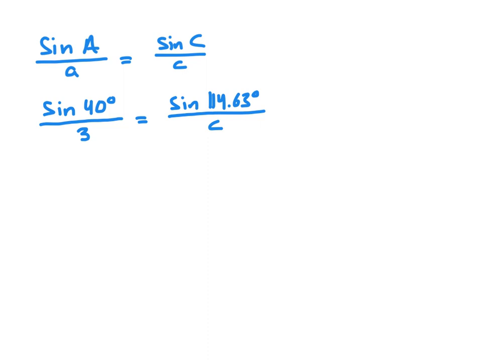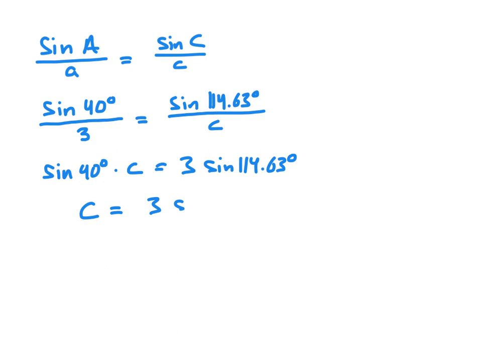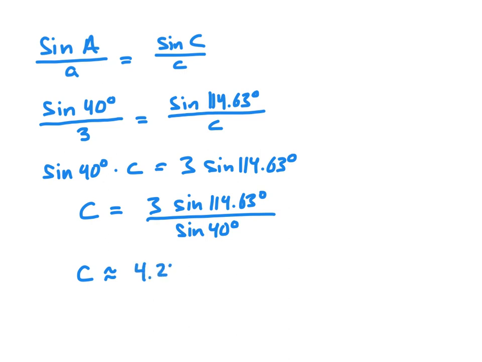So if we do cross multiplication, for example, we'll see that sine of 40 degrees times c is going to be 3 times the sine of 114.63 degrees. We divide by sine of 40, and use a calculator to see that side length C is approximately 4.24 units long. And this will be the last piece of information of our triangle. We now know all three side lengths and all three angle measures, and we have completely solved the triangle.